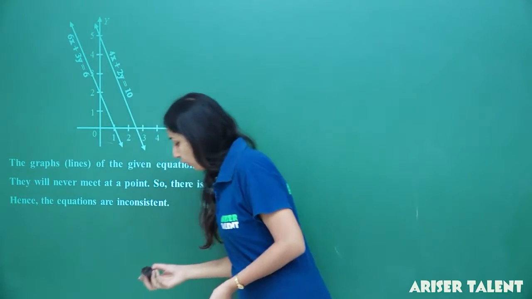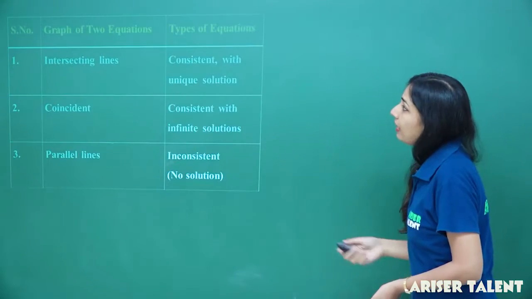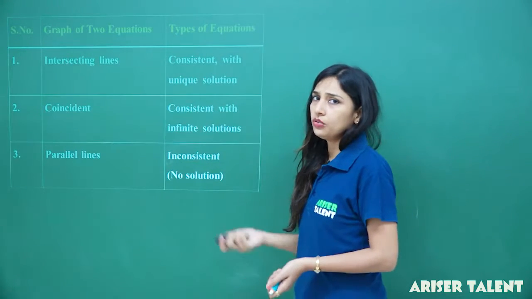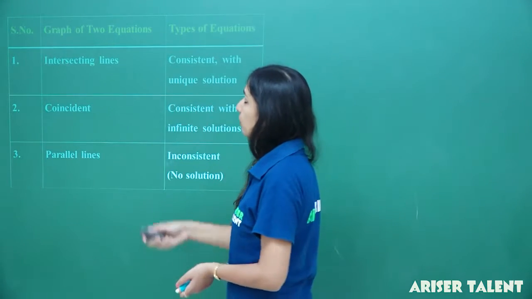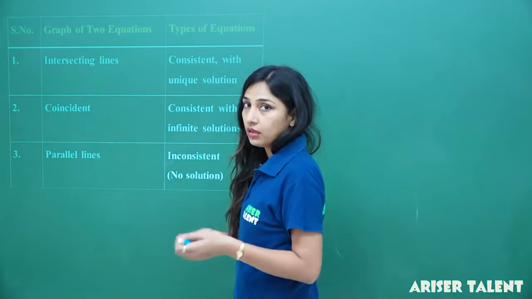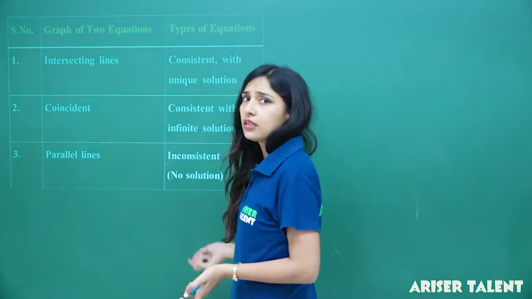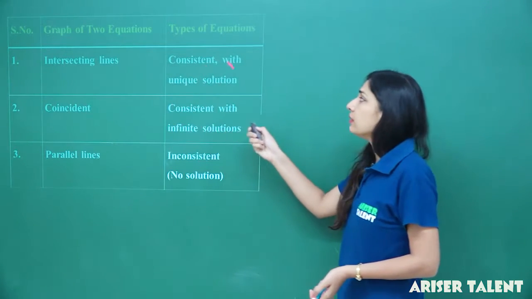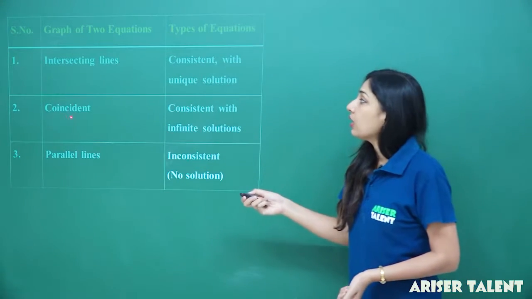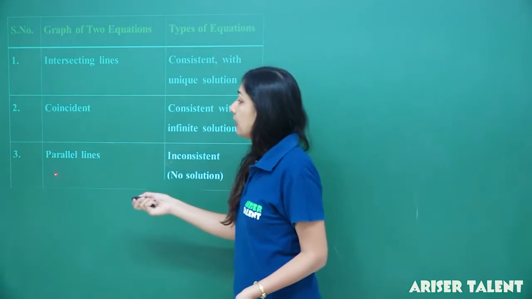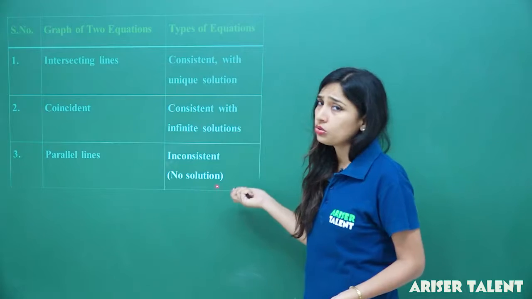Okay students, moving forward, we have these intersecting lines. We can write it in a table, and make you understand by a table, like a flow chart in tabular form. Intersecting lines: consistent with unique solution. Coincident lines: consistent with infinite solutions. Parallel lines: inconsistent, no solution at all.